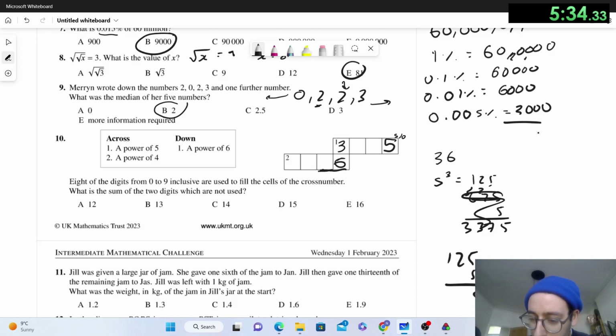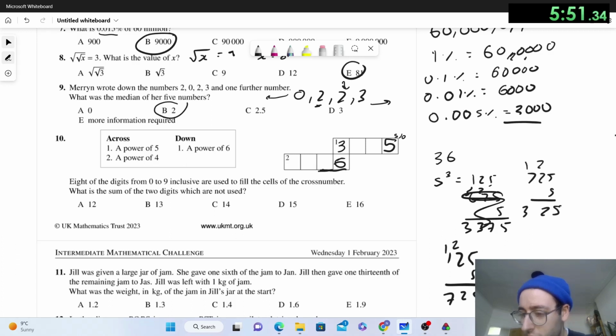125 times 5. Nope, 5 times 5 is 10. Add 2 is 12. 725. Okay, so now we're doing 725 times 5. I wonder what the clever thing for this is. 5 times 2 is 10. Add 2 is 12. 5 times 1 is 30. 3625. No, wait, that doesn't work. That doesn't work either because these can't be a 6. What? Okay, powers of 6s. 6, 36, and then something much bigger. Okay, so it can't be 3625.